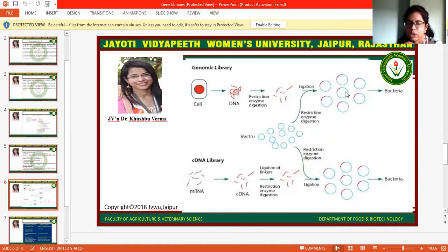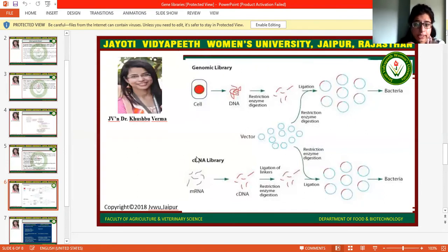We can select the E. coli cell, which is the most commonly used bacterial cell in molecular cloning methods, and the strain is also very important. Generally people use DH5 alpha competent cells for the cloning method, and these are the vectors which have been used for the cloning, or recombinant, for making the genomic library.